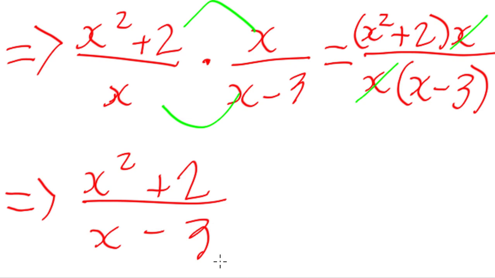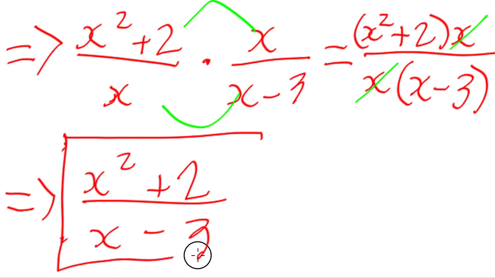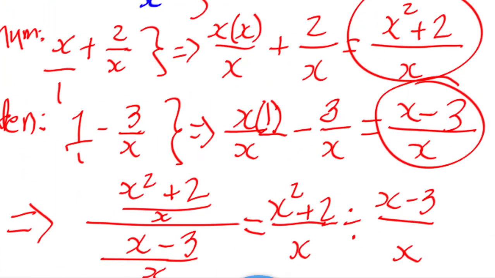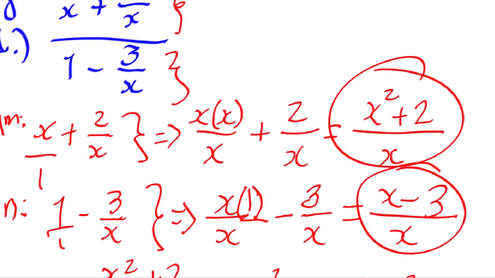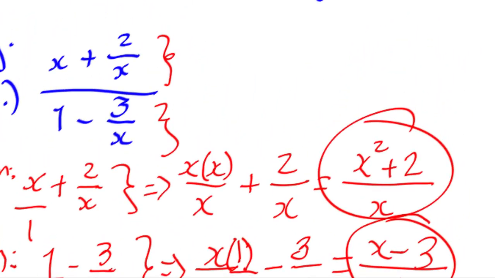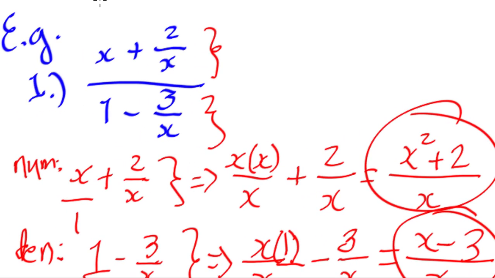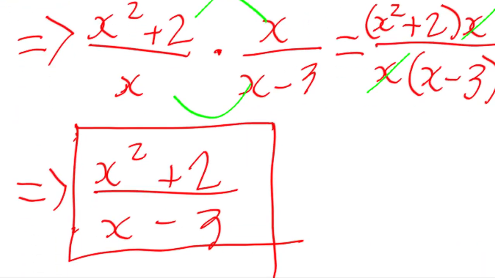So pretty much this is our answer for number 1, our first video in complex fractions. So we have x squared plus 2 all over x minus 3. That's how we solve complex fractions. Again, we started off with this example, pretty much complex. We started here with x squared plus 2 over x all over 1 minus 3 over x, and then we ended up with our final answer, which is this.